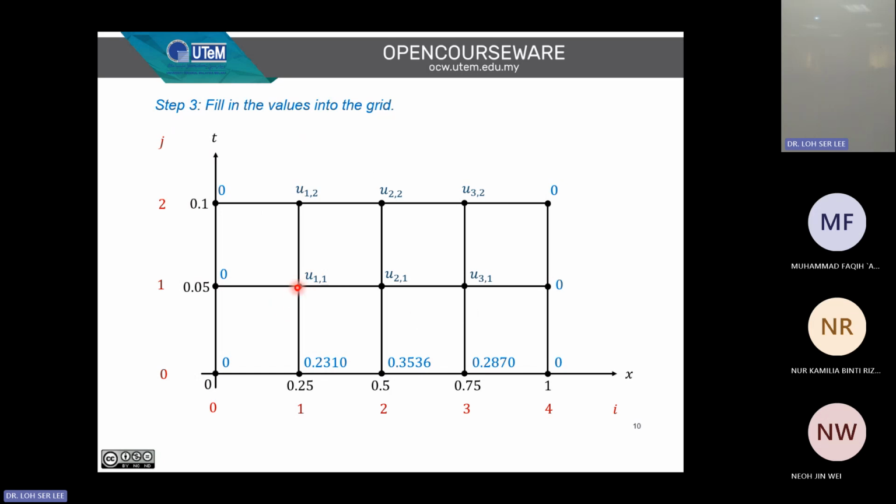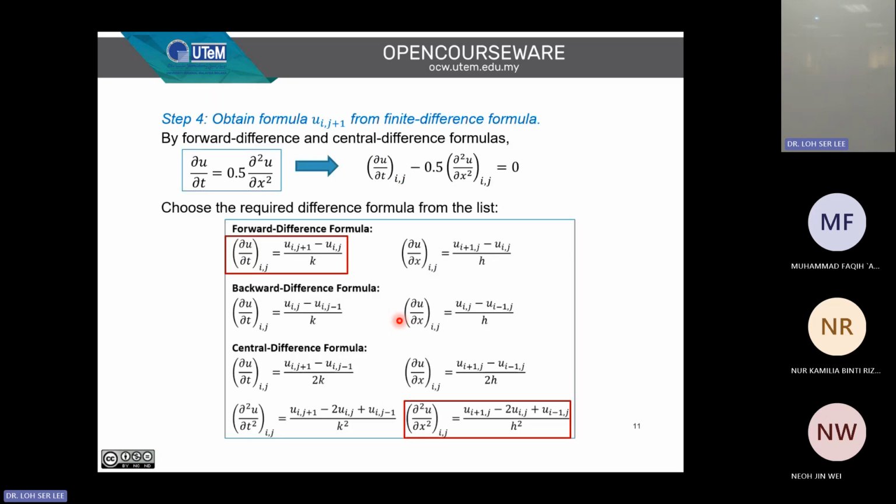That's why for this point you have U_1,1. For this point, this is U_2,1, and so on. After you fill up the initial values and boundary values, you label the internal points. Next we have to find the values of all these internal points. So we have to come up with the formula first. We have to obtain the formula of U_i,j+1.